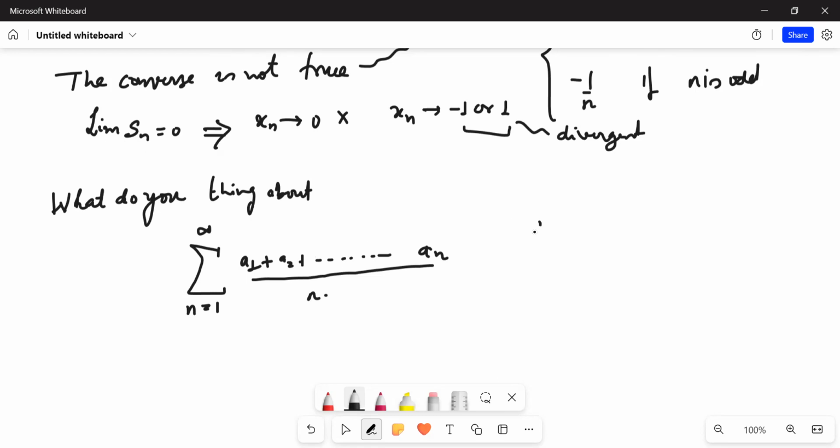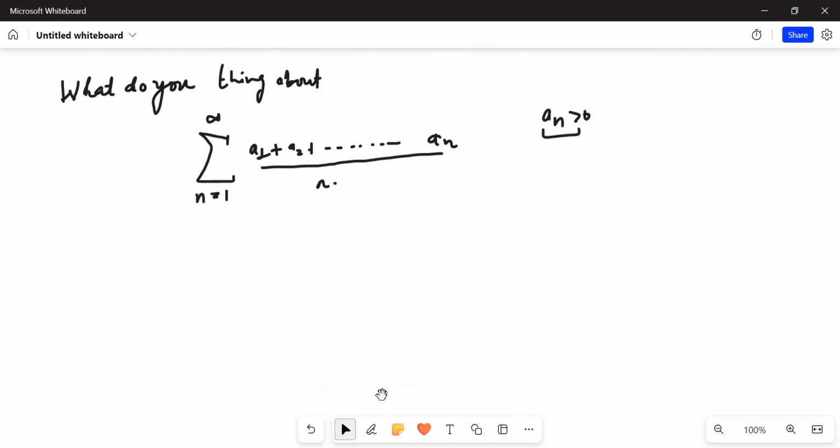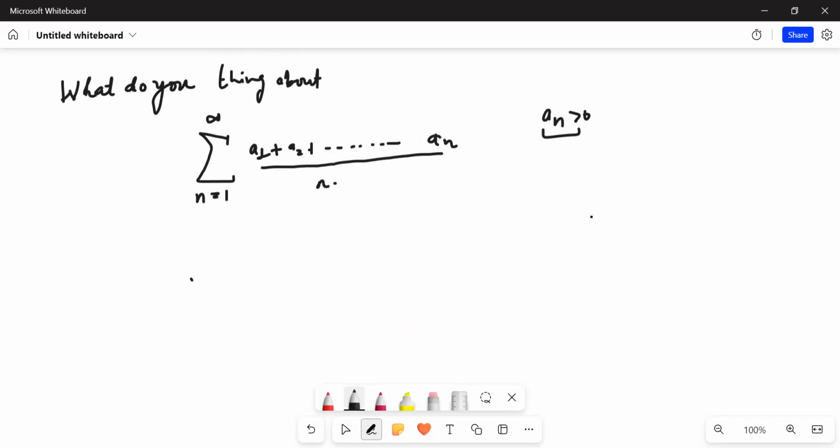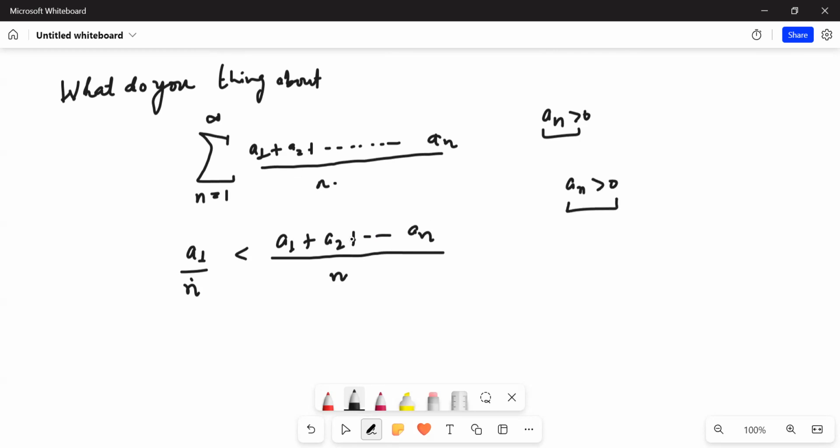Here the an are all positive. Just think about it, and understand my point. I have already proven this for the sequence. Now, if someone asks you about the series (a1 + a2 + a3 + ... + an) upon n, just remember this is greater than a1 upon n, because the an are all positive. So indeed, this particular side would be greater than this particular side.